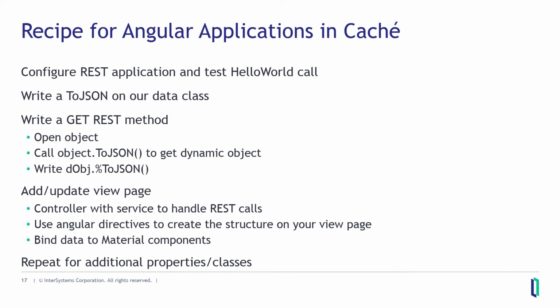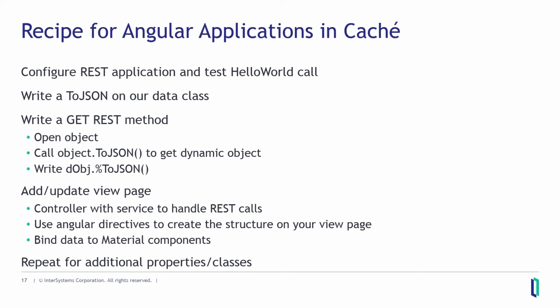You start by configuring your CSP application. You've got your REST application, your REST dispatch class, and you can test a hello world call right there. And then we're going to start writing our toJSON method. So we write a toJSON on our data class, and we write a GET REST call. And that REST call, you've seen it, but you open the object you care about. You call object.toJSON to get a dynamic object with that data from the class. And then you write that dynamic object with %ToJSON to ship it off as JSON to the client.